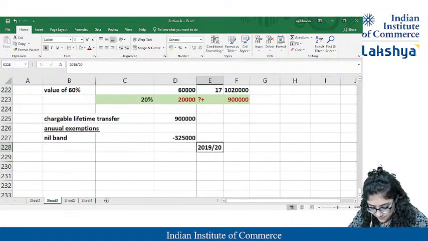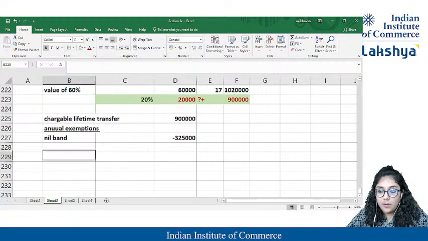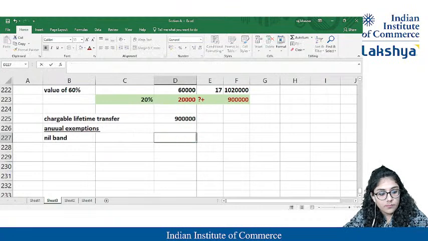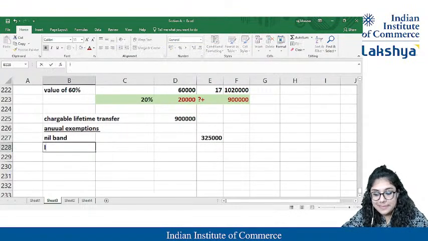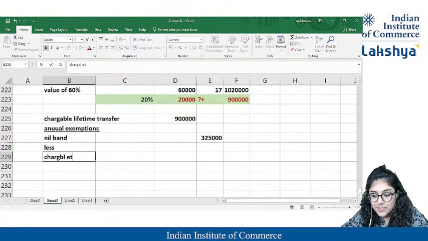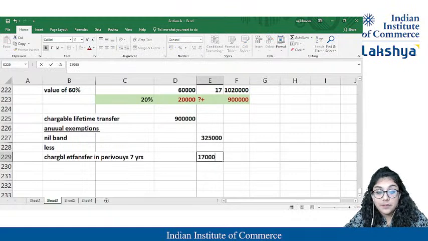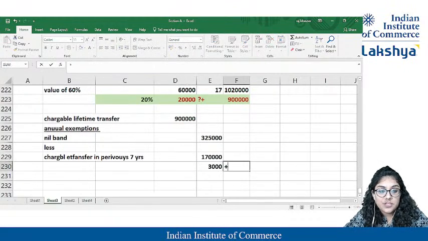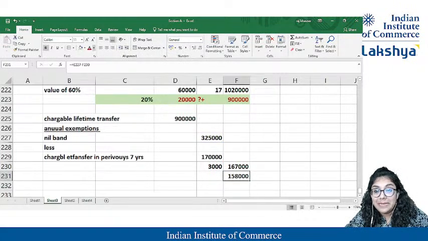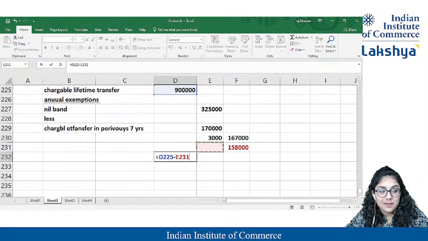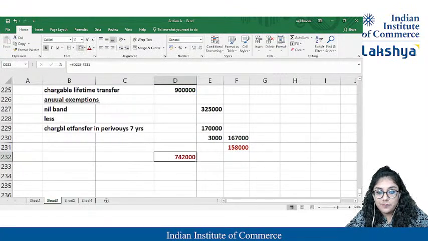You can take that. So I can reduce that, or I can check it with the bands. Nil rate band 325, less the chargeable transfer in the previous 7 years. So it's 1,70,000. But in that year the 3000 exemption for the PET was pending. So what will the situation be in your hand, guys? It will be 170.64. Then if you check this nil band and this amount, it becomes 158. Now when you deduct 158, you get the exact amount: 9 lakhs minus 158. If you calculate it, guys, you get 742. I hope everybody knows this concept.